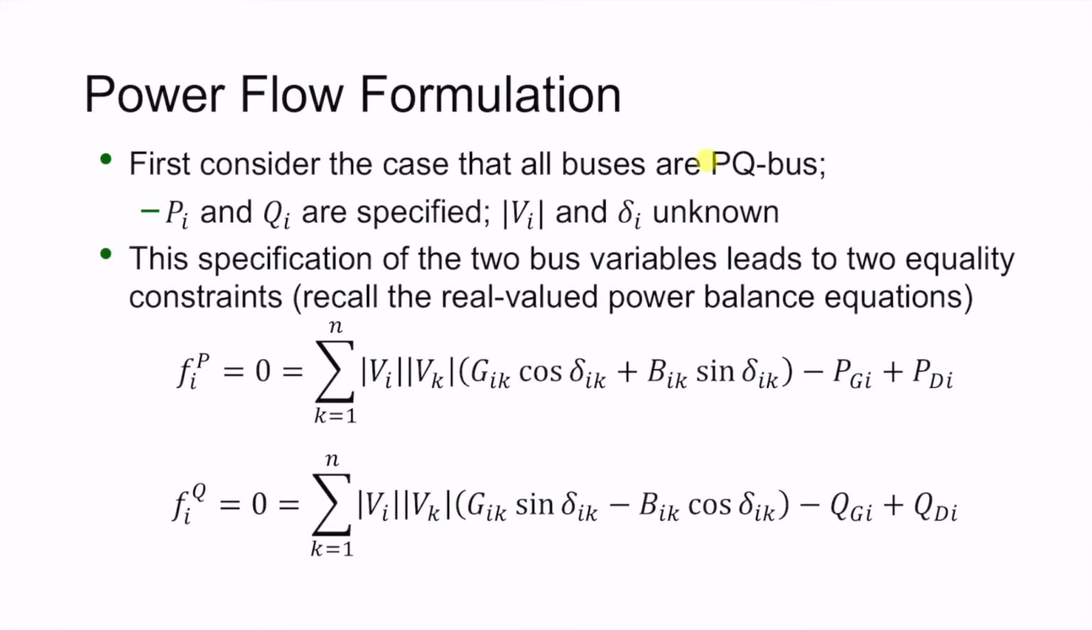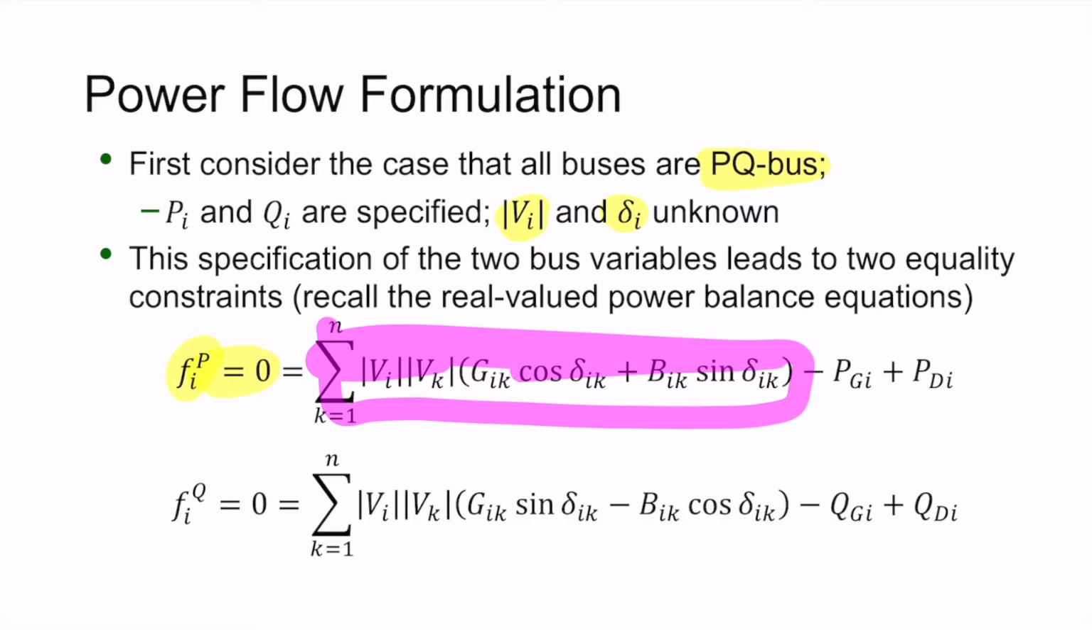So let's consider we have only PQ buses. That means only V and delta are the unknowns of my system of equations. So I can write the first equation, f of node i, which is related to the active power, equal to 0. And this is equal to this already given formulation. This is the net injection in terms of magnitude of the voltage and phase angle of the voltage, minus power generated plus power demanded. This is the injection.